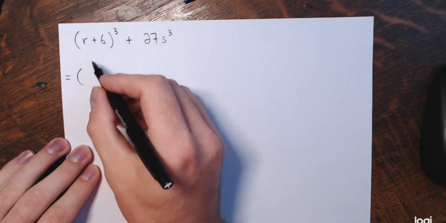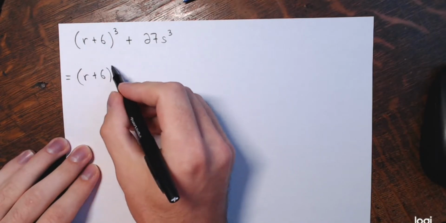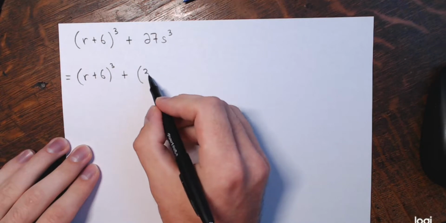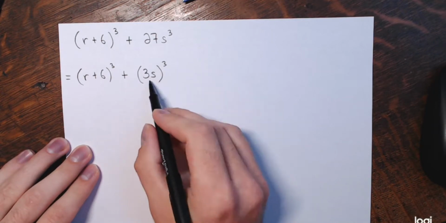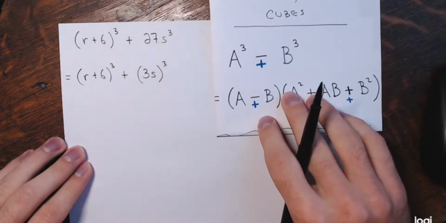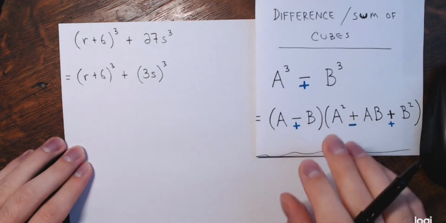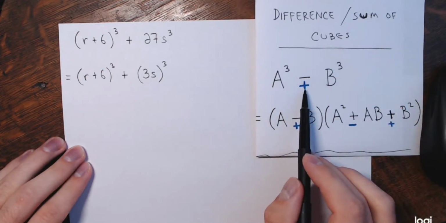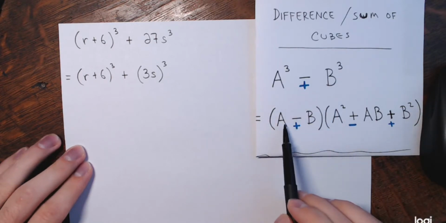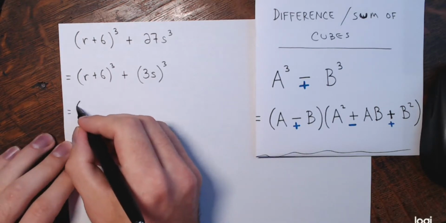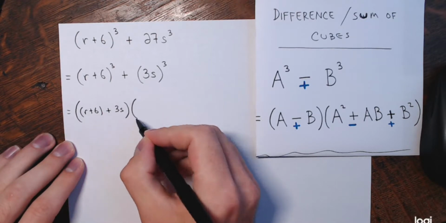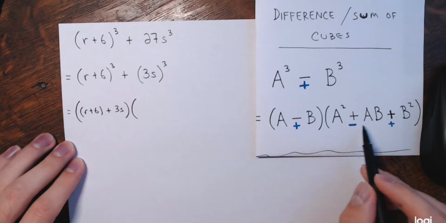The first part before the plus sign is r plus 6 to the third power, plus, and then 27s cubed, that's 3s to the third power. 3s times 3s times 3s would be 27s cubed. So in my little formulas here, are the sum of cubes and difference of cubes. Again, I have a sum of cubes, so I'm looking at the plus, the lower signs. a cubed plus b cubed factors to a plus b. So the first factor will be r plus 6 plus 3s, times the second factor is a squared.